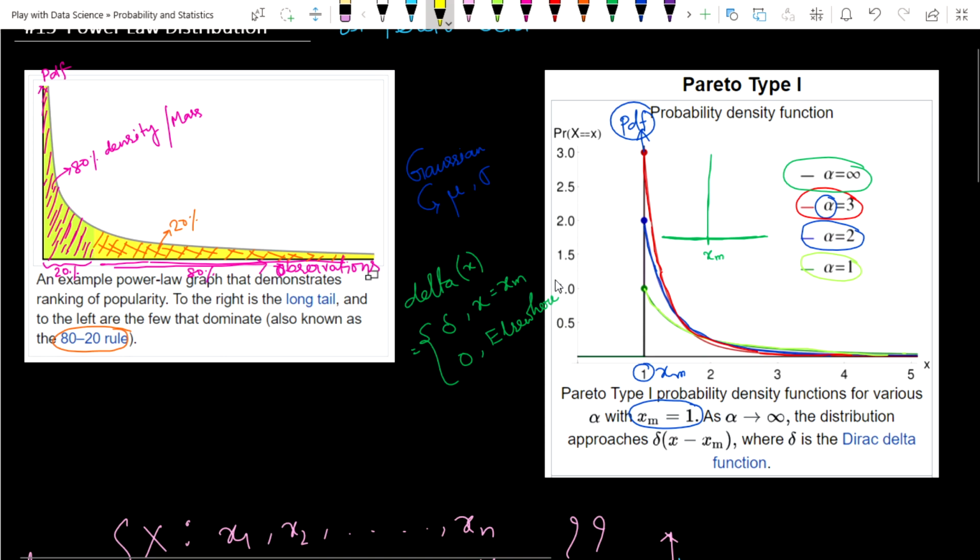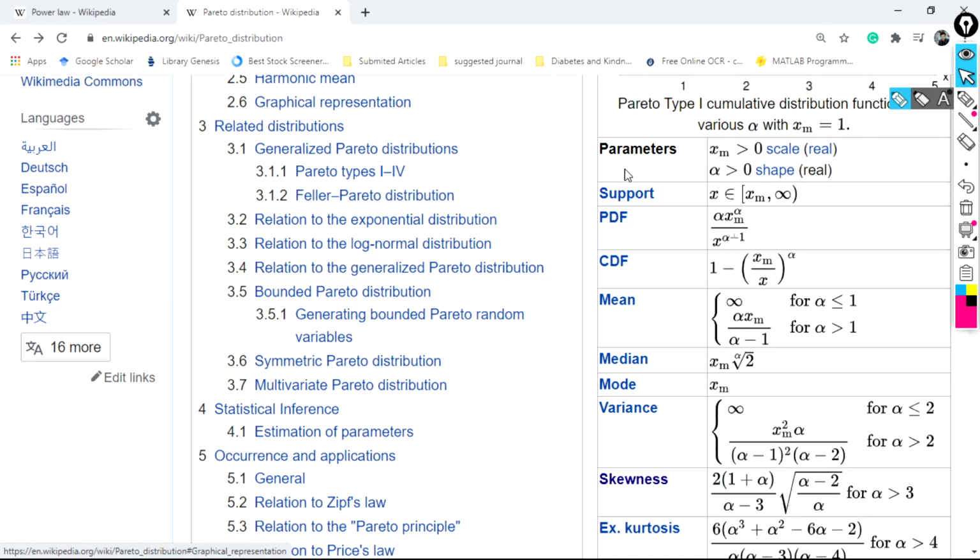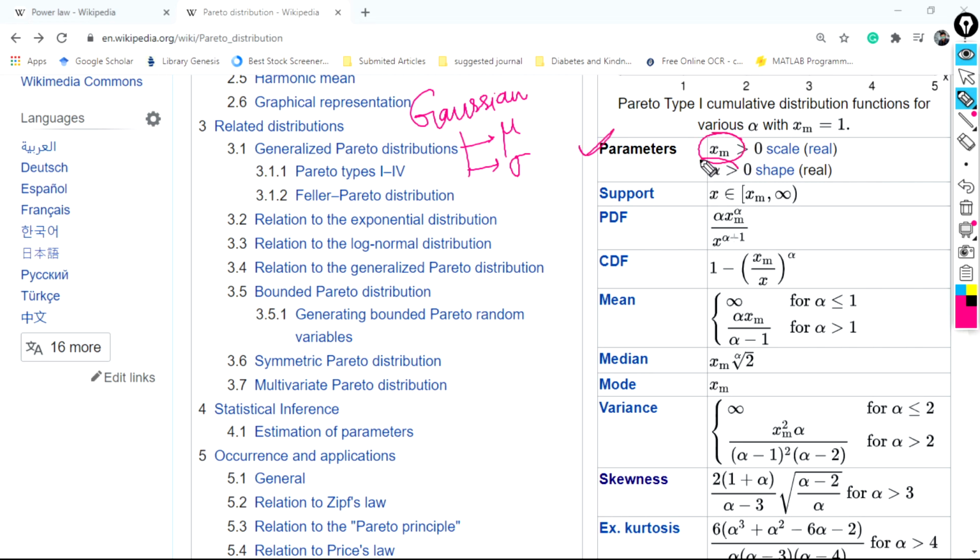To plot these things, I think it will be better if we go to the Wikipedia page. So the Pareto distribution has two parameters. In Gaussian distributions, if you remember, we have already seen they have two parameters, one is the mean and one is the standard deviation. Similarly, in the Pareto distribution they have two parameters, xm and alpha.